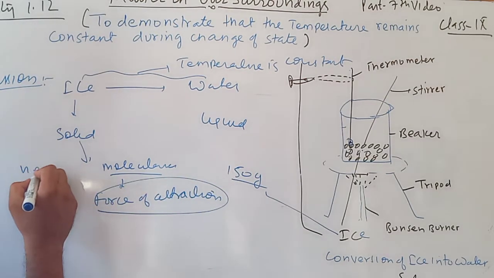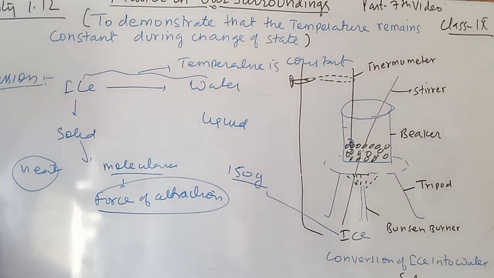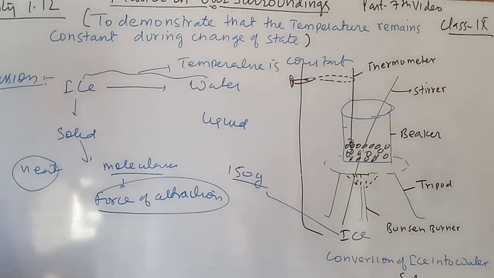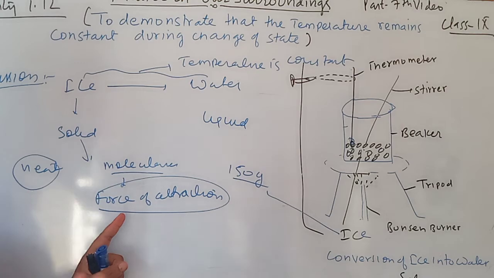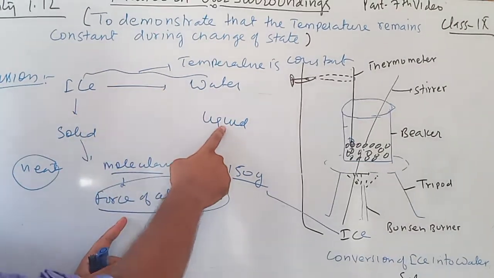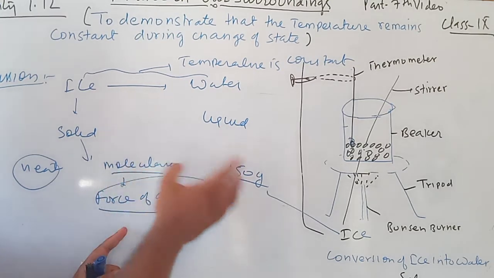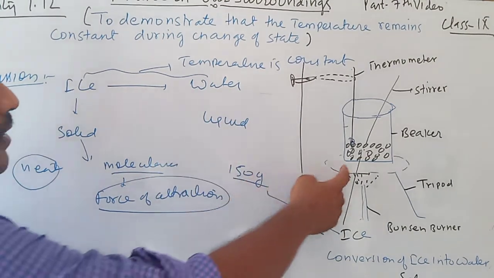So heat is supplied and the force of attraction is present in the solid. As the heat energy is supplied, it is used up in overcoming the force of attraction between the ice particles to change solid ice to liquid water. When heat is further supplied, the temperature starts increasing till the boiling point is reached.